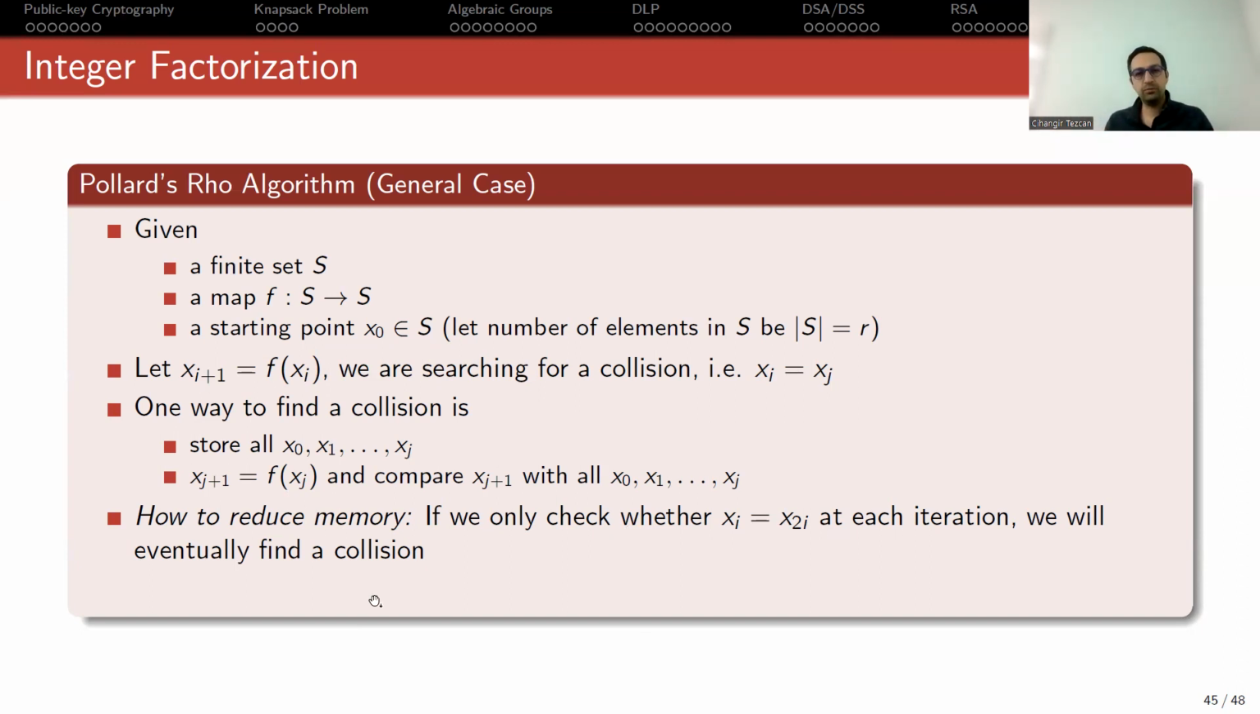But since you are mapping the same set to itself, at some point you are expecting to find a collision. So this algorithm has complexity square root of r, where r is the number of elements in this set. Okay, so you can use this for factorization, or you can use it for many other types of algorithms.